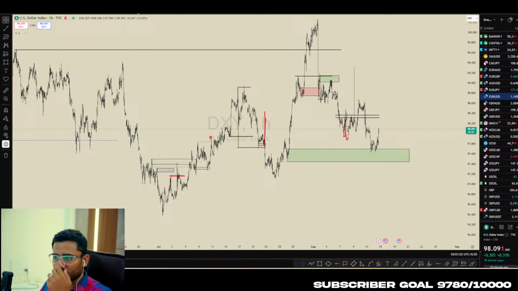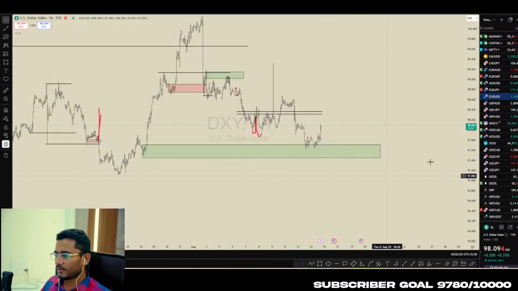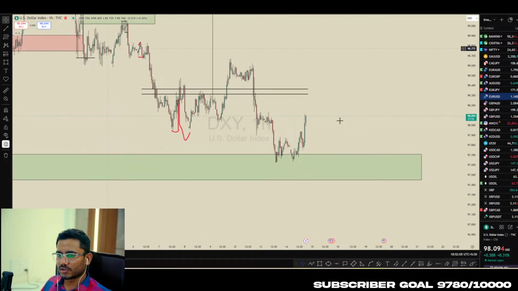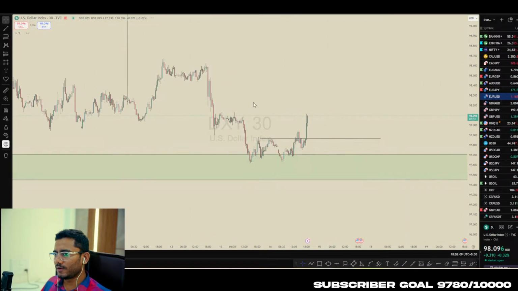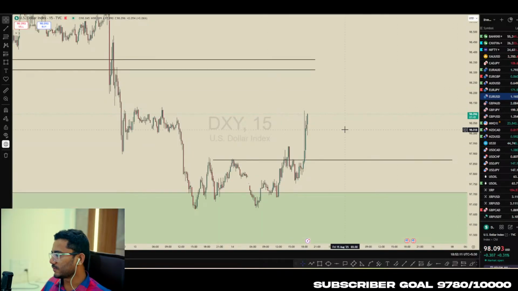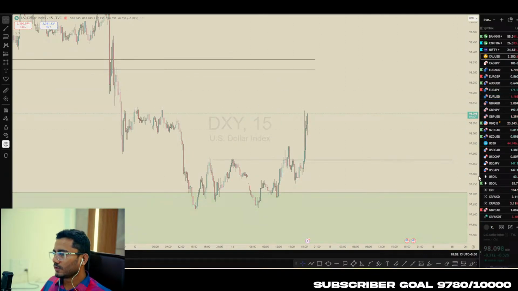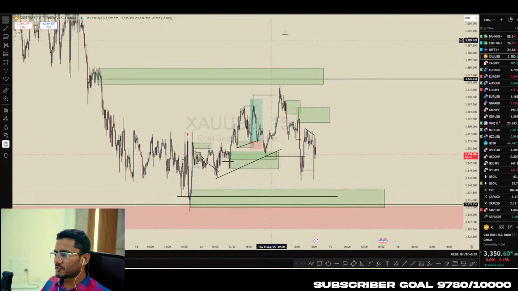So I think on 7th August, I'll mark this order block on DXY. Price tapped, it created new structure, so it's still continued upside. So we can expect bearish momentum in USD pairs. So I'm waiting for price to tap this area.